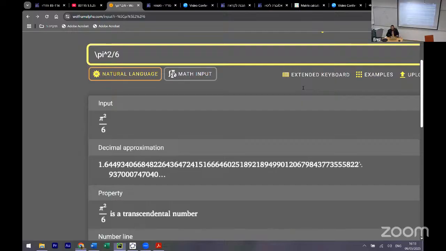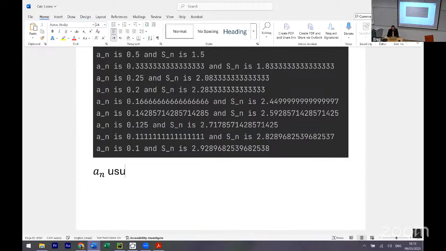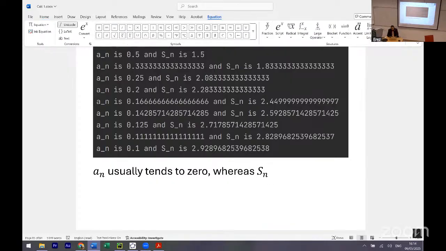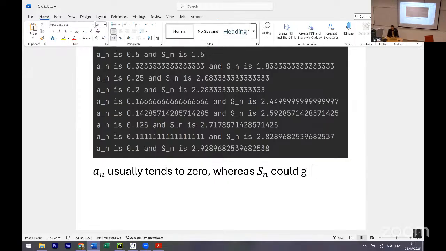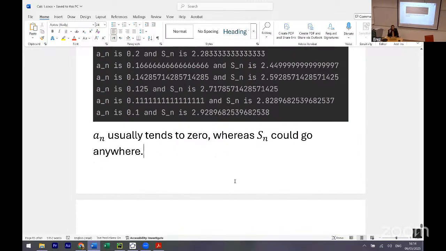Okay. So the thing is, a_n usually tends to 0, I'll give you a theorem later on, whereas S_n, the sum, would go anywhere, either a finite limit or infinity, or even jump around if a_n could be both positive and negative at will.